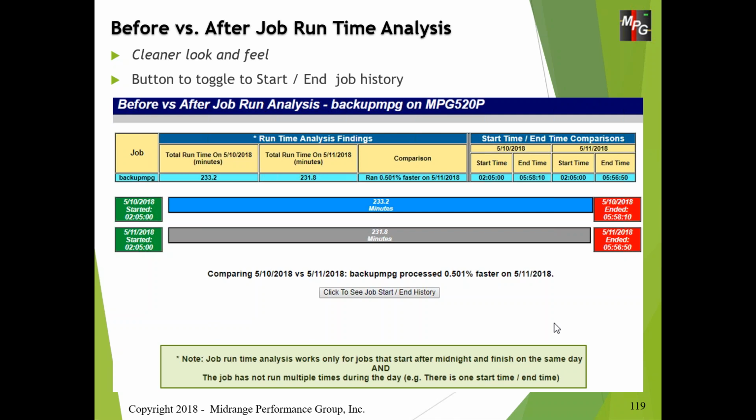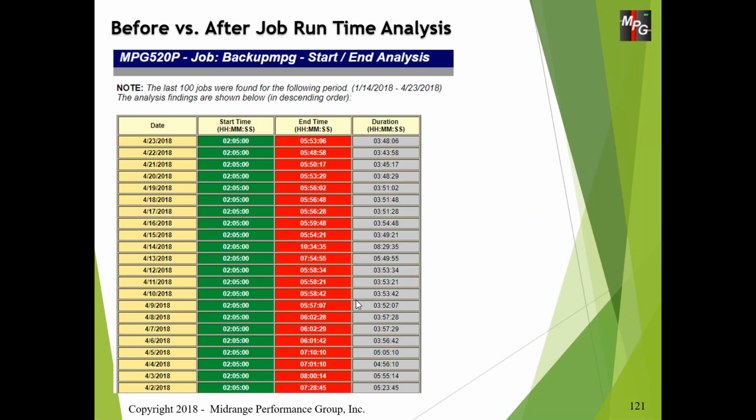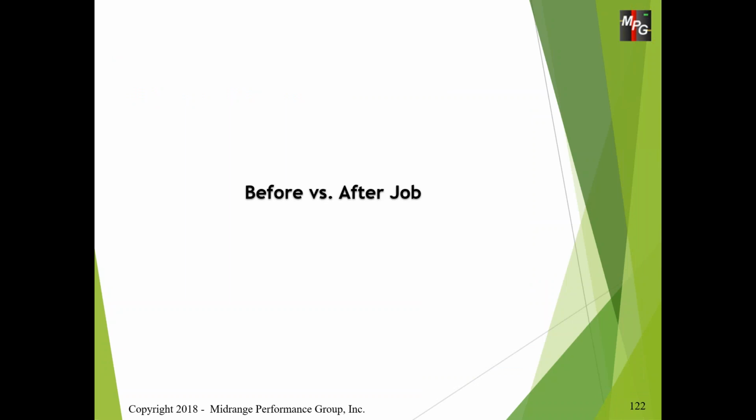And if you have jobs that run multiple times, have multiple start times, we're handling that right now. We're working on that. But for right now, if there's one start and one end time, you can actually click on this button here and see what the job has done historically. Very, very cool functionality. Before versus after job, this is like an applications thing. I've taught so many applications guys this concept, and they love it because now you can be proactive and see when we make application changes, what's going to go on with jobs.